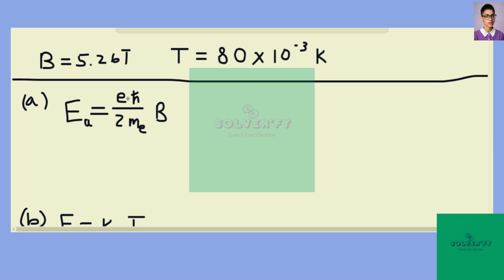So e, h bar, and m sub e are all just constants. We're using SI units here. And plugging in our value for B, this gives us a value of 97.56 times 10 to the minus 24 joules.